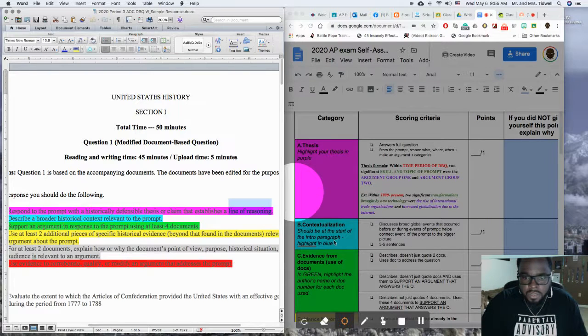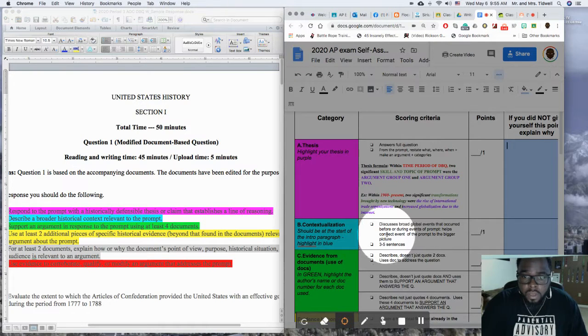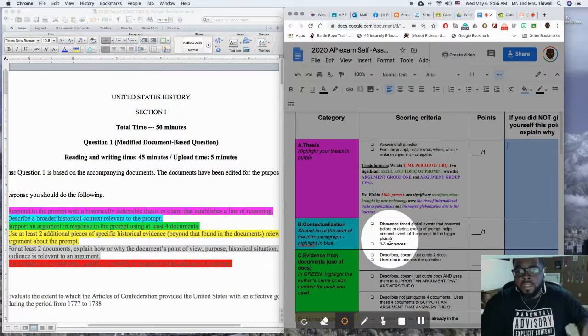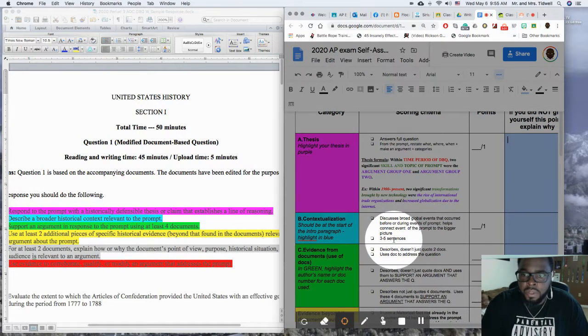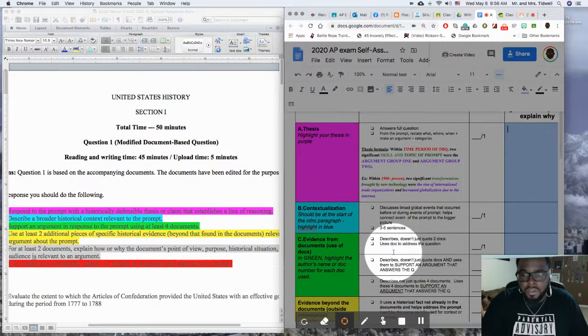All right, contextualization. This should be the start of the introductory paragraph. You want to highlight this in blue. Here, you make sure it's 3 to 5 sentences. Discuss broad global events that occur before or during the events of the prompt. It helps connect the event in the prompt to the bigger picture. So what I did here is I amended something that I found in one of my group chats for AP US History, and I attempted to make it based off the outline and also what I did over here on the left as far as the sample paper, which I also took from one of my group chats. And the goal here is to use the scoring criteria that College Board gave us as far as how they can regrade you.